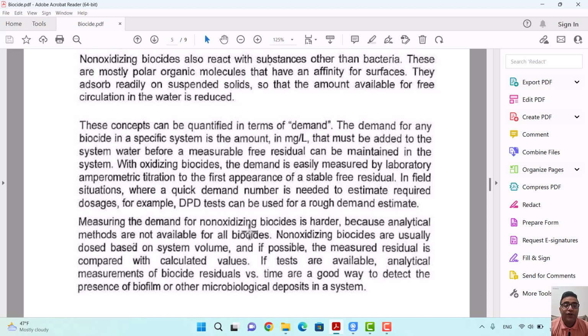Measuring the demand for non-oxidizing biocides is harder because analytical methods are not available for all biocides. Non-oxidizing biocides are usually dosed based on system volume, and if possible, the measured residual is compared with calculated values. If tests are available, analytical measurements of biocide residual versus time are a good way to detect the presence of biofilms or other microbiological deposits in systems.